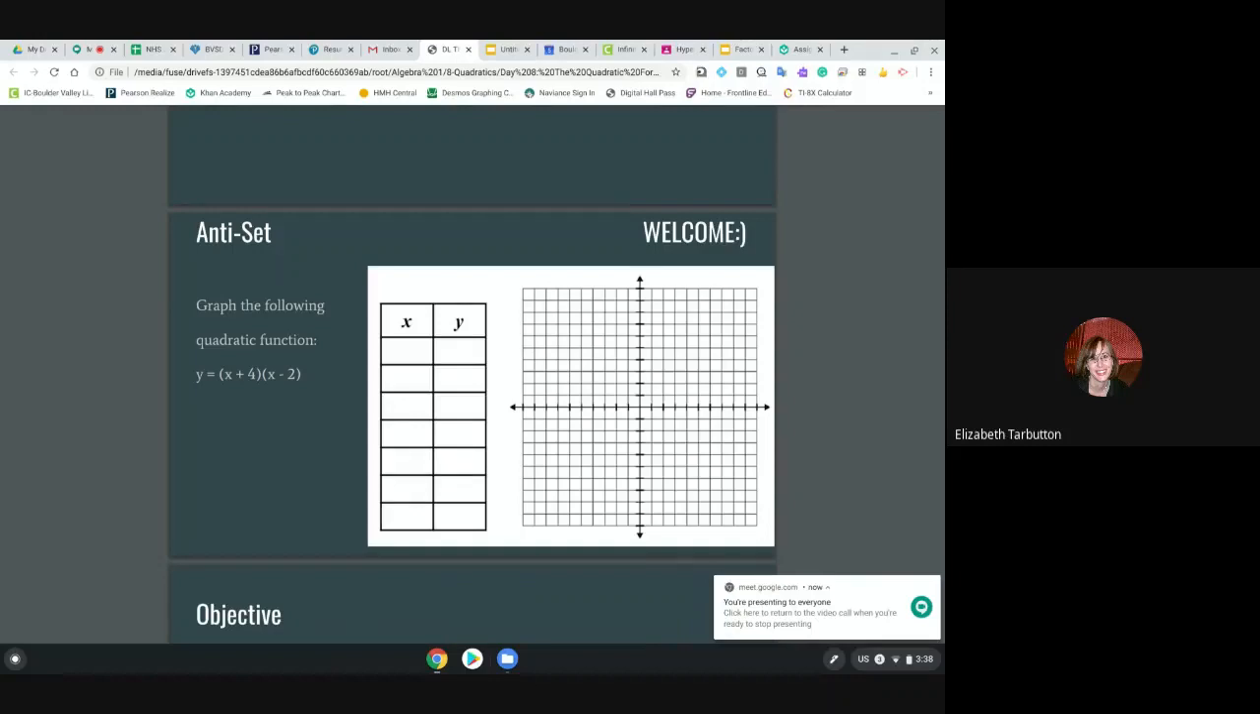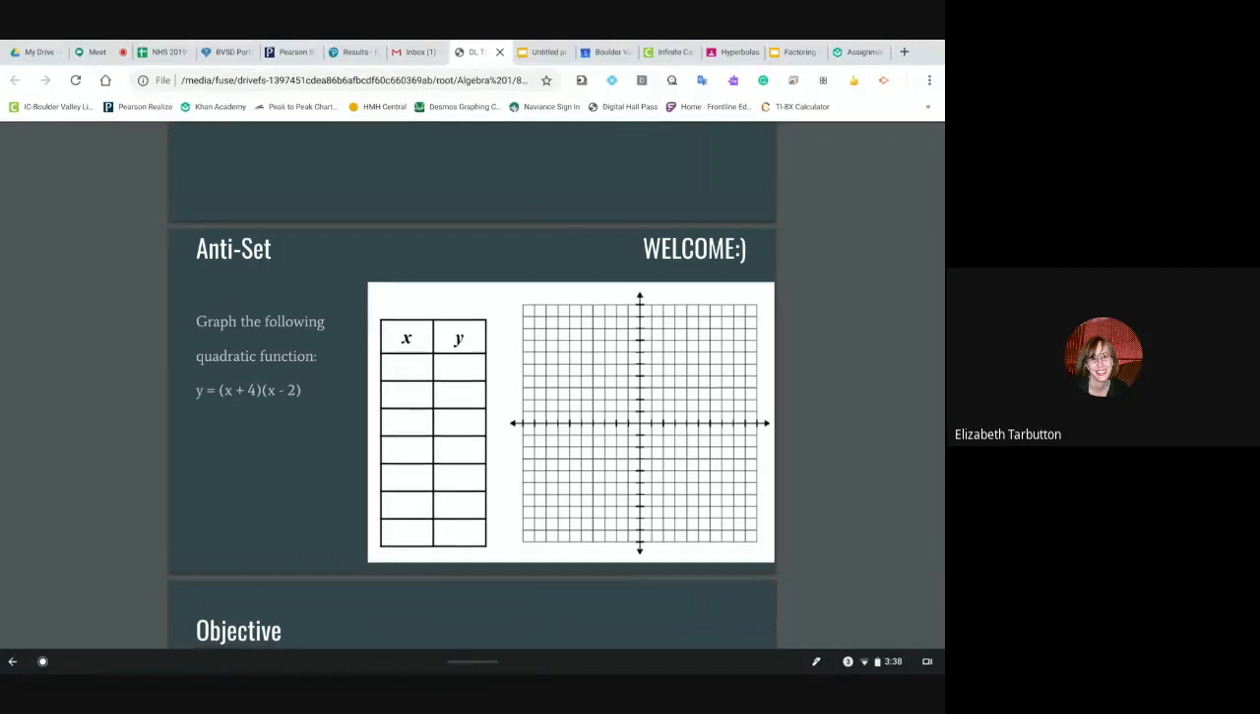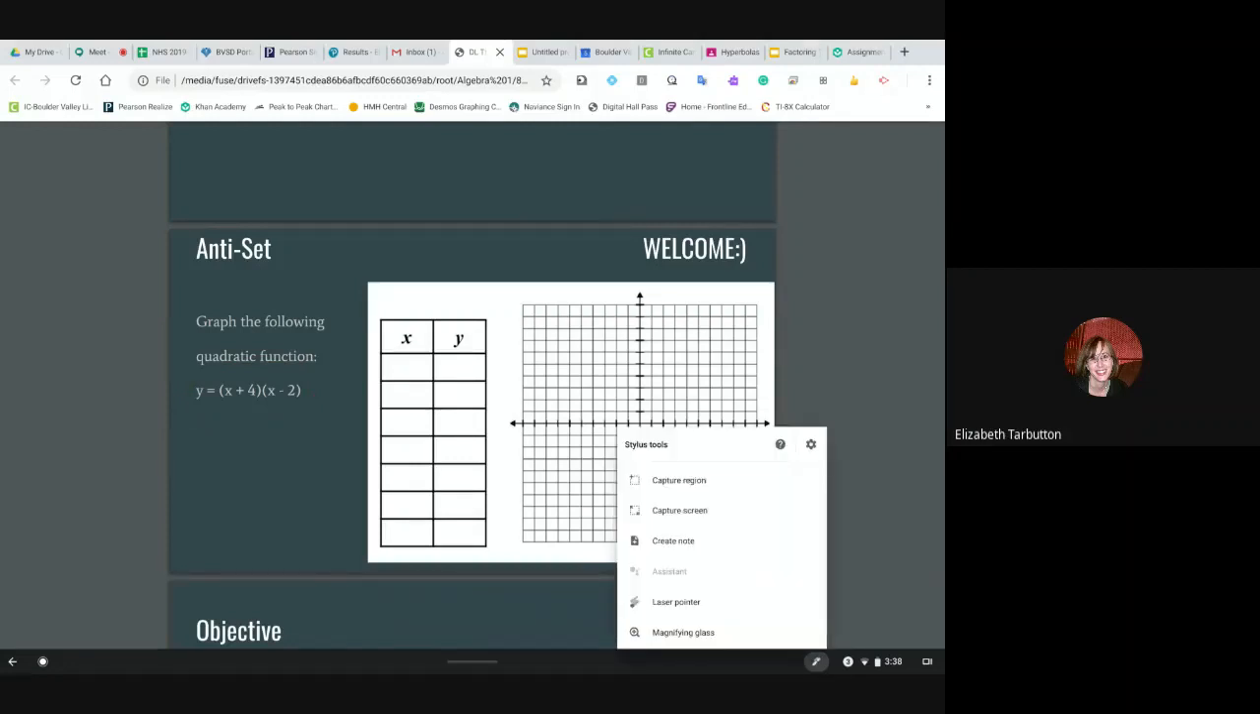Hi, friends. I wanted to go over the solution, or how to do the anti-set here for you. So I have given you an equation here, y equals (x plus 4) times (x minus 2). And so we can graph this. There's a couple of ways to graph this.